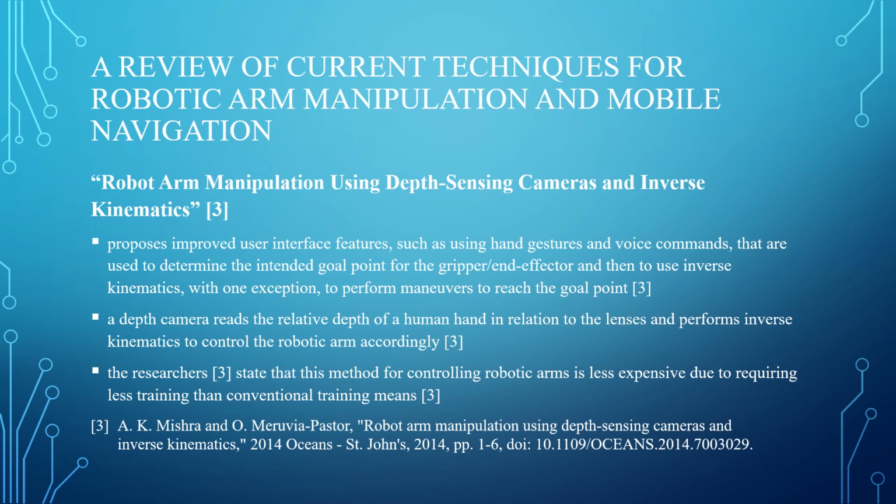It states a depth camera reads the relative depth of a human hand in relation to the lenses and performs inverse kinematics to control the robotic arm accordingly. The researchers state that this method for controlling robotic arms is less expensive due to requiring less training than conventional training means.